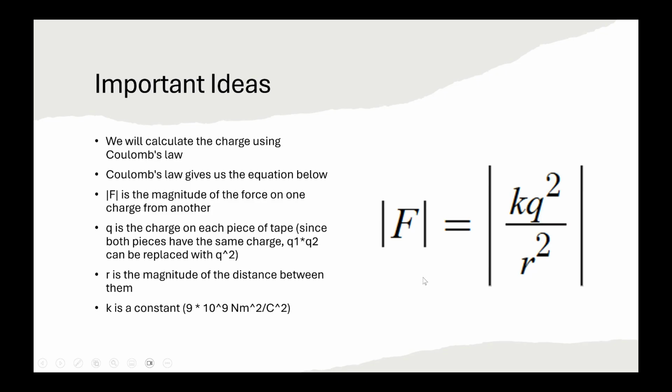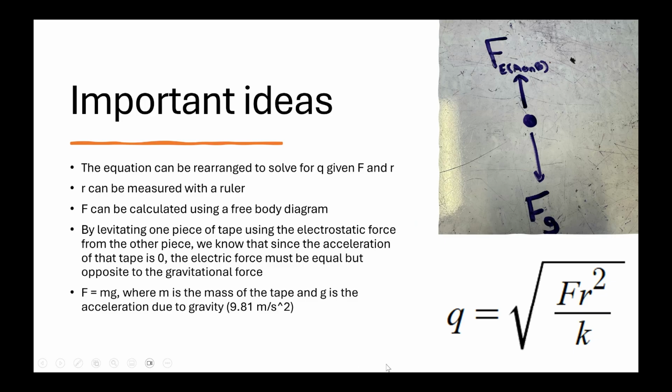We use Coulomb's law to calculate the charge on each piece of tape. Coulomb's law gives us this equation, which can be rearranged into this form to solve for Q, given F, R, and K. The R is the distance between the two pieces of tape, which can be measured with a ruler, and F can be determined with a free body diagram. When levitating a piece of tape, we know that the net acceleration on the tape is 0, meaning the net force on the tape must be 0, meaning the electrostatic force must be equal in magnitude to but opposite in direction to the gravitational force, which we can calculate using F equals mass times acceleration due to gravity.